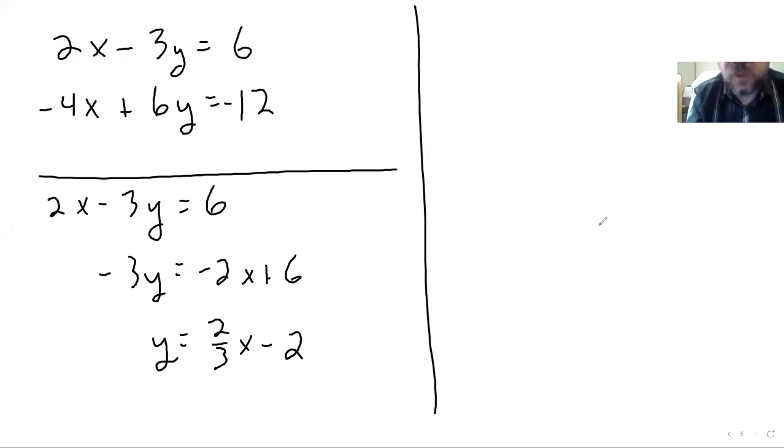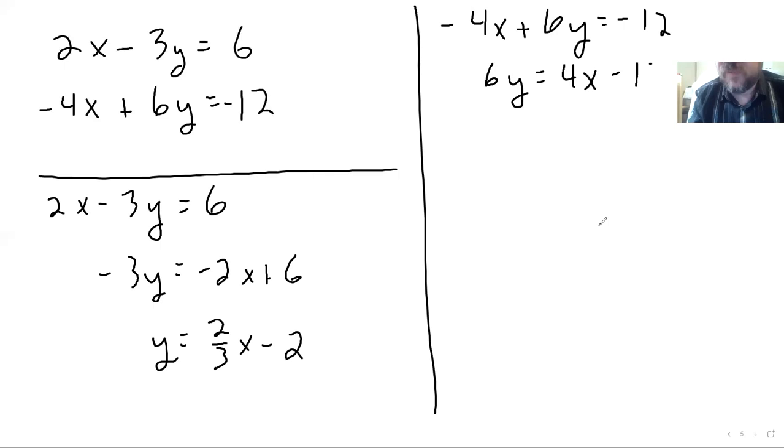Same thing for the other one, minus 4x plus 6y equals -12. Add 4x to both sides, 6y equals 4x minus 12. Divide by 6, y equals 4 over 6 x minus 12 over 6, which is 2, and 4/6, of course, is 2/3. Y equals 2/3 x minus 2.